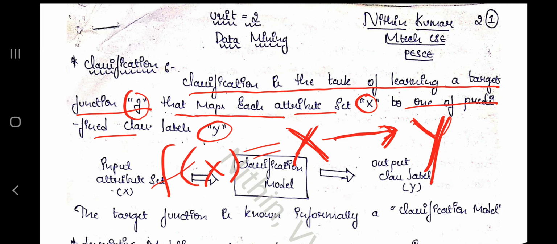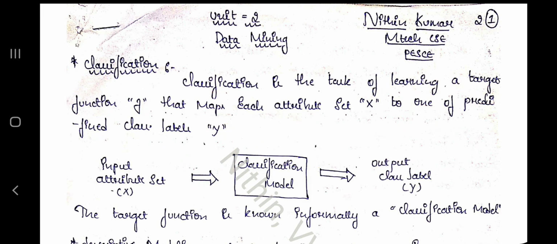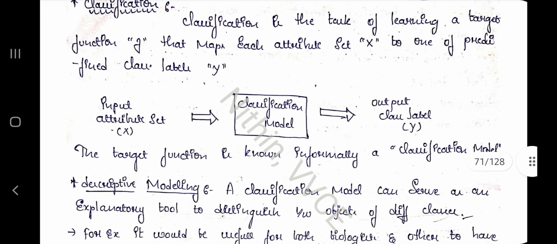What is classification? It is a mapping. Mapping of what? One set x to another set y using a function. That's all, that is classification. And you have to draw this diagram.